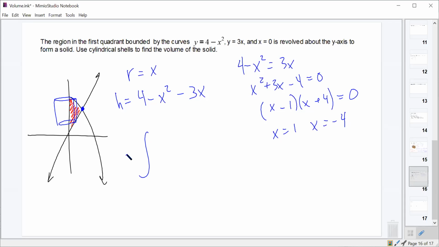So we're going to integrate 2 pi from 0 to 1 of our radius times our height, dx. We know it's dx because the thickness of this is going in the x direction. Good or no? Y'all are all right with that?